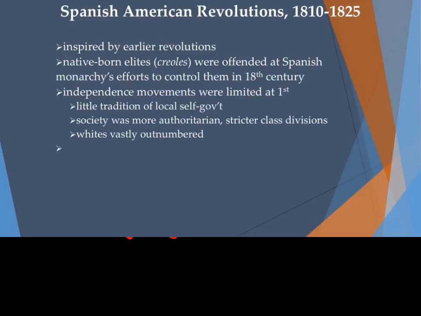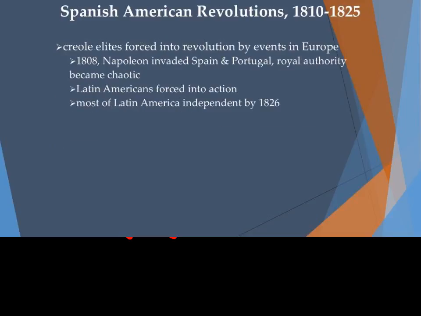The Latin American independence movements were limited at first. There was little tradition of local self-government, and the society was more authoritarian with stricter class divisions than, for example, what existed in British North America. Whites were vastly outnumbered, just like they were in Haiti. The Creole elites had revolution thrust upon them by events in Europe. In 1808, Napoleon invaded Spain and Portugal and put royal authority in complete disarray. And Latin Americans were forced to take action.